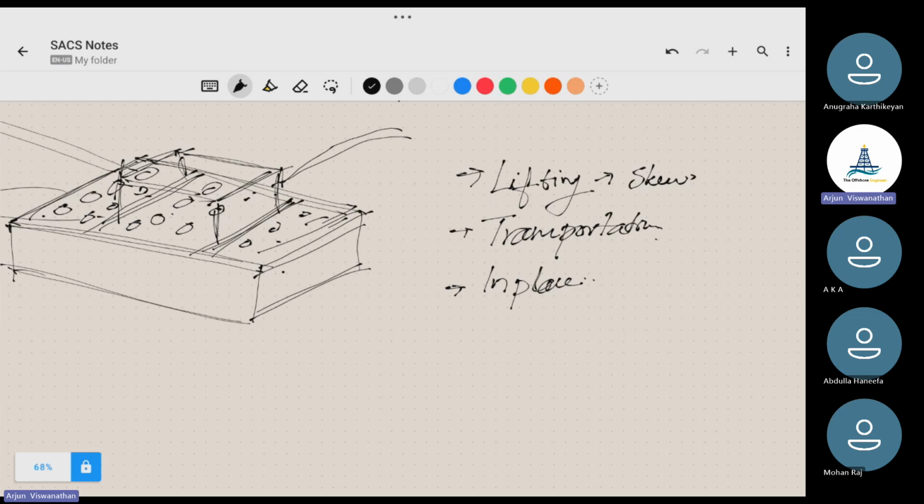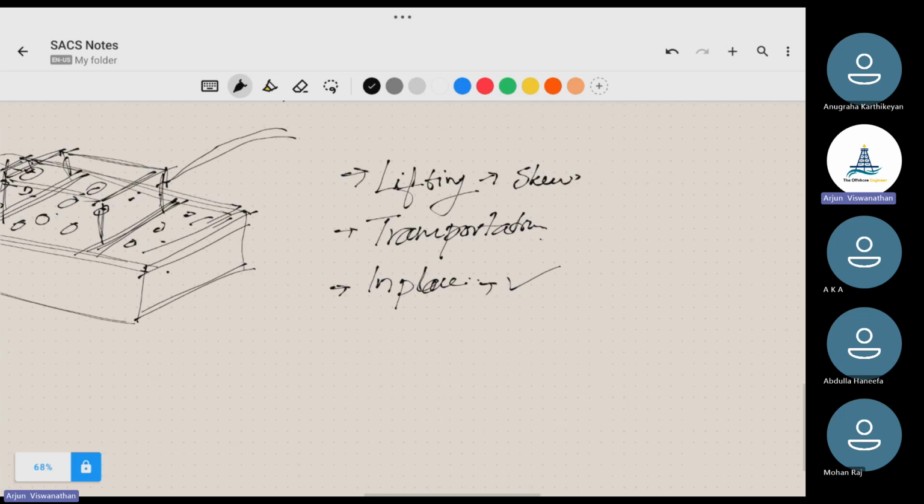Because there are a lot of pipelines coming and attaching to it, each pipeline will be exerting some sort of load. So we need to create a load combination of these. That's how the in-place analysis becomes relevant with respect to the loads.